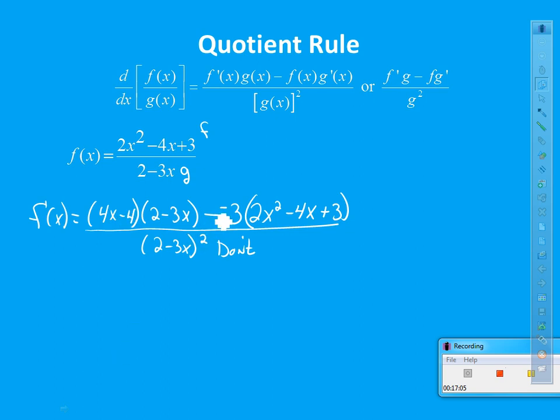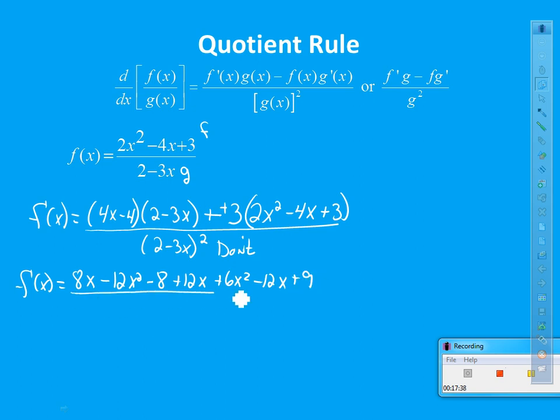So, hey, back-to-back negatives become a positive. So here goes the algebra. When I FOIL 4x minus 4 times 2 minus 3x, I'm going to get 8x minus 12x squared minus 8 plus 12x. And let me distribute a 3 now. So I'm going to get plus 6x squared minus 12x plus 9 all over 2 minus 3x quantity squared.